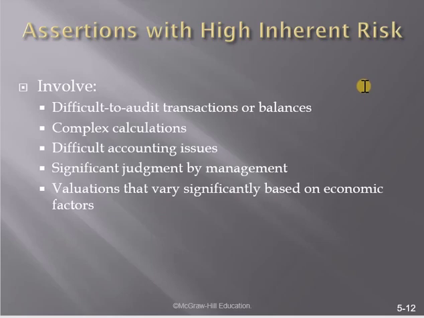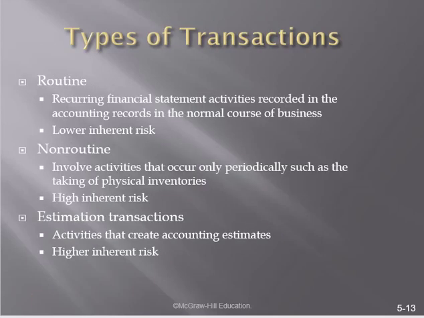Assertions with high inherent risk involve difficult to audit transactions or balances, complex calculations, difficult accounting issues, significant judgment by management, and valuations that vary significantly based on economic factors. The types of transactions are routine, non-routine, and estimations. Routine, recurring financial statement activities recorded in accounting records in the normal course of business have lower inherent risk. They're repetitive, someone is entering them all the time, and the errors have kind of been found. Non-routine things involve activities that occur only periodically, such as the taking of physical inventory. It has a high inherent risk because you're only doing it once a year, so it should be reviewed. And then estimations: activities that create accounting estimates are higher inherent risk because they're dealing a lot more with judgment, so they should be reviewed.